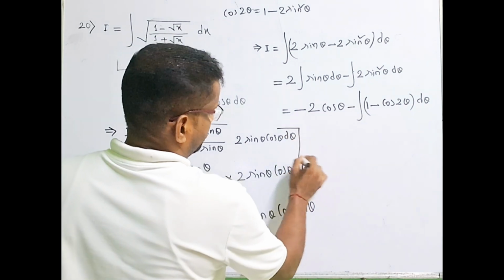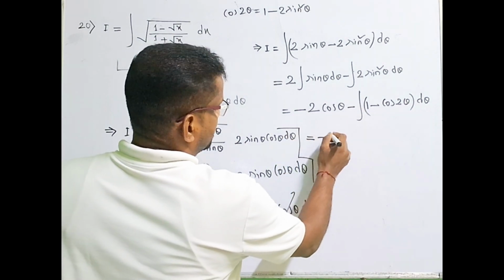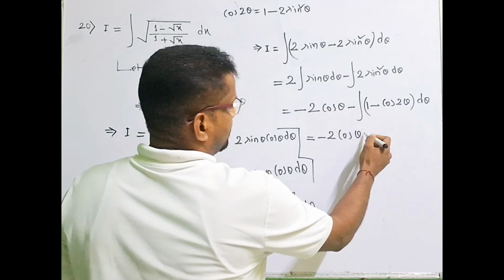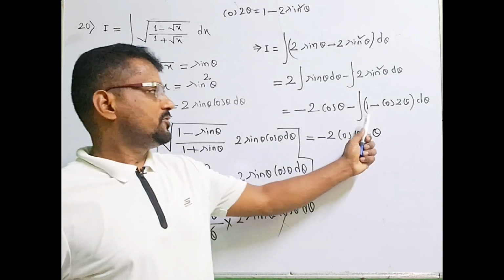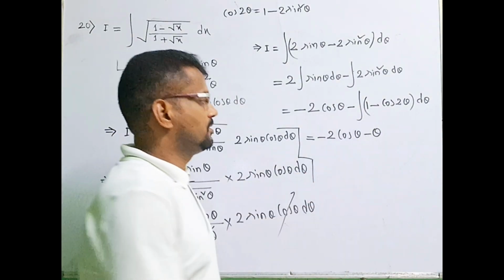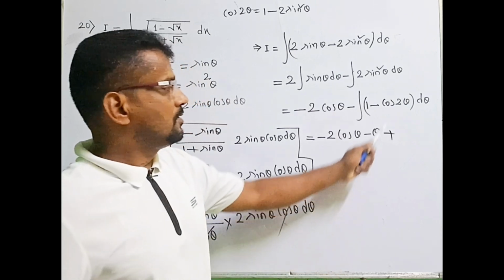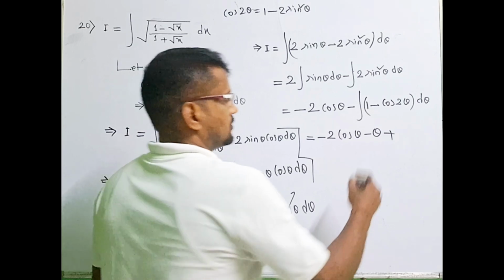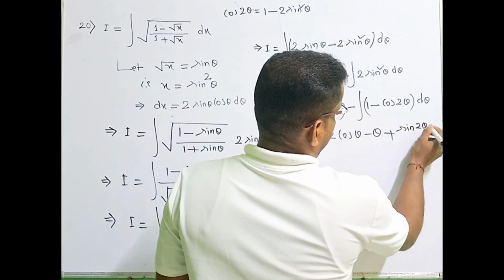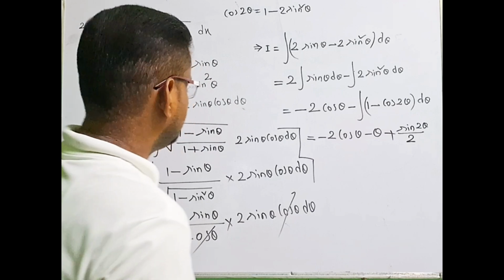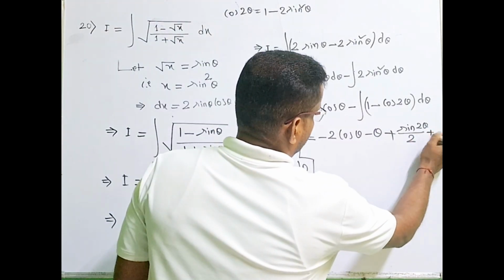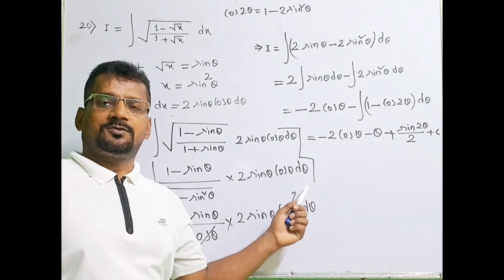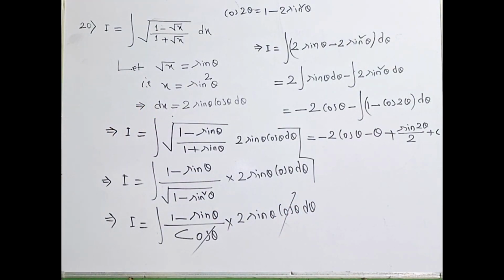Then this equals minus 2 cos theta and minus the integration of, so let me write directly, theta. Term-wise integration of this: minus, it will be plus the integration of cos twice theta. So the integration of cos twice theta is how much? Sin twice theta by 2. So sin twice theta by 2. Now you can give the constant of integration plus c. Now what part is left, you have to give back the values in terms of x. So let us do this.